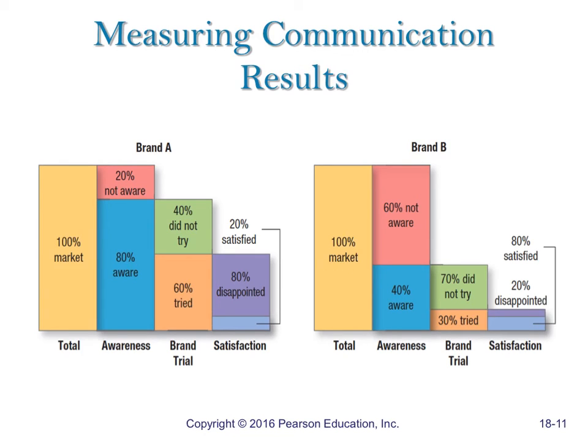On the other hand, with brand B, 40% of consumers are aware of it, 30% have tried it, but 80% of them are satisfied. So in this case, you need to work on your promotional strategy, strengthen it to take advantage of that huge satisfaction. So in this case, the problem is with the P4 promotion and not with the P4 product. And that's the idea behind it. You measure your results to see where you went wrong.